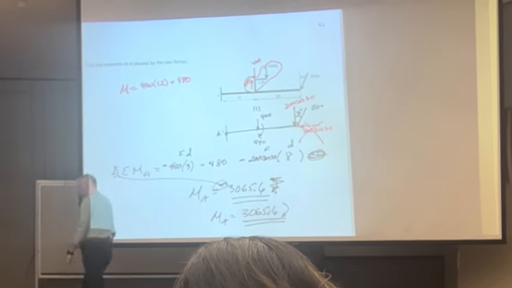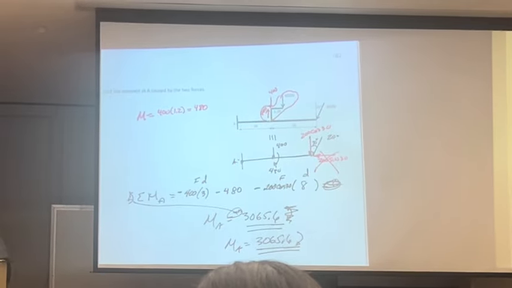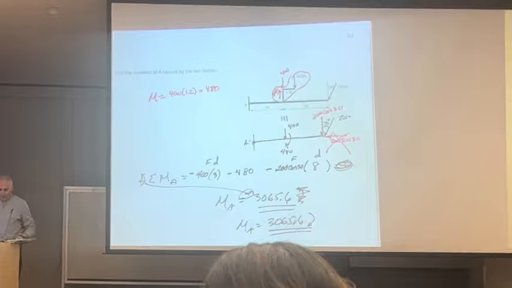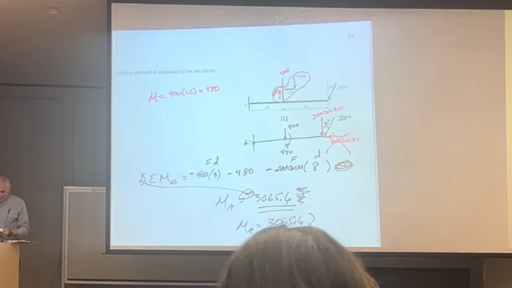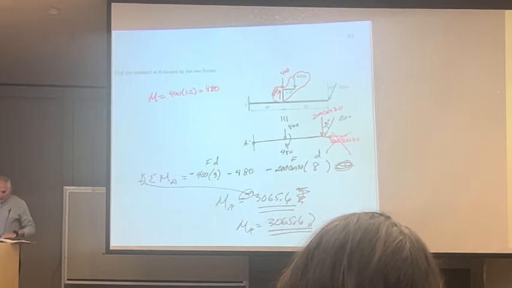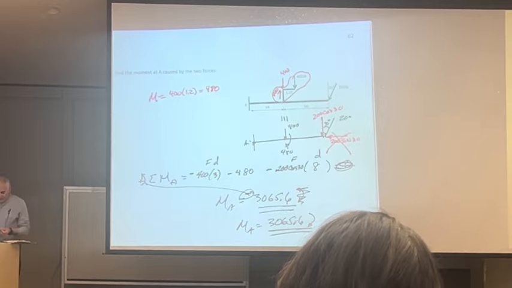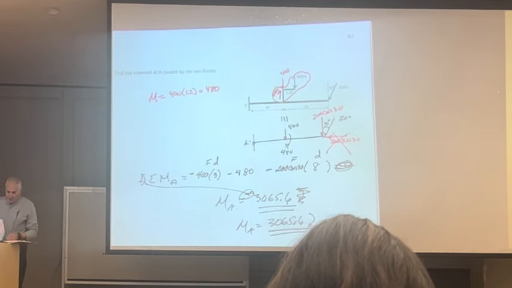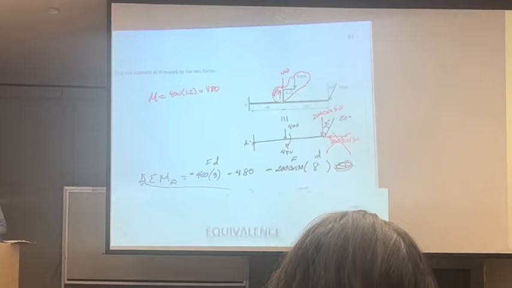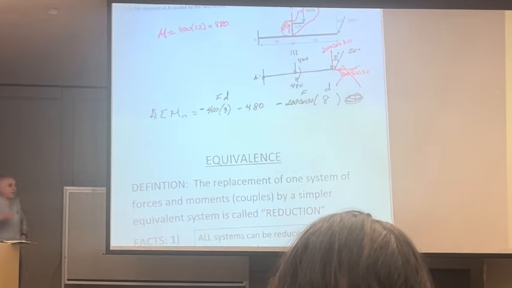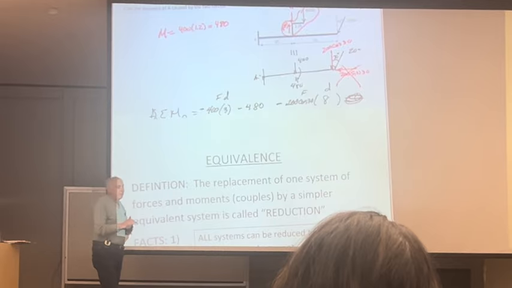So now that brings us to the very last topic of chapter 4 for the test. There's another topic after this, which is distributed loads, but we're not talking about that for the test. For the test, this will be the last topic. And the topic is equivalence. Have we done equivalence before?